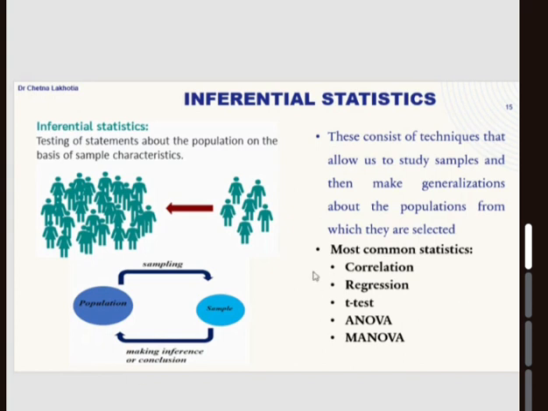So the most common statistics that are usually used are correlation, regression, t-test. You would have heard of ANOVA, MANOVA, two-way ANOVA, MANCOVA. The list goes on and on. They are all used basically with a different perspective in mind. They are used for either studying differences or studying relationships. I will just take you through that as well.